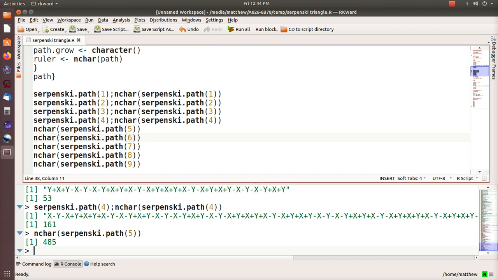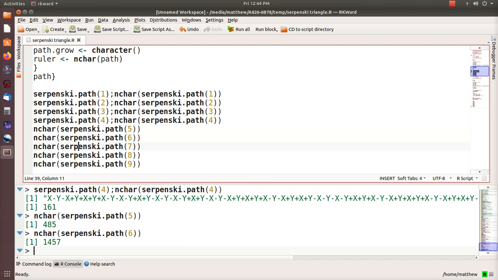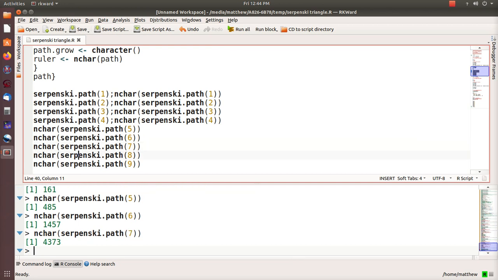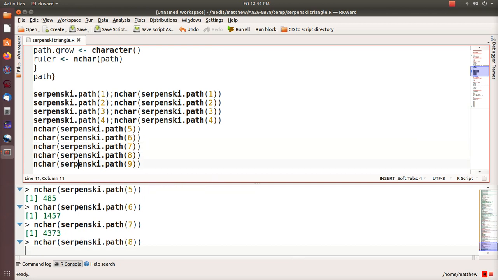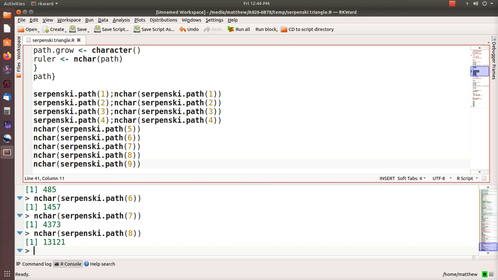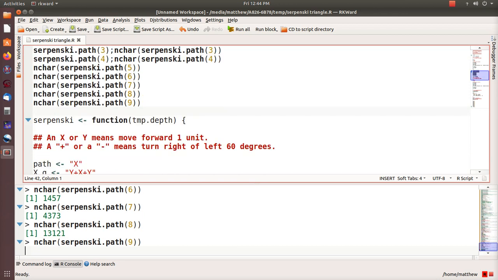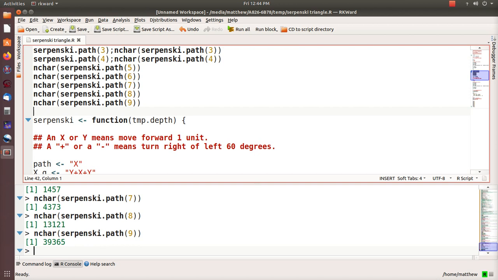If we go a depth of 5, a 6, there's 1,457. Here's 7, 8. But notice there was a pause there. When I do 9, there's even more of a pause. So it's like a 3 or 4 second pause there, growing that path. So that's the process, and that function that we did is actually the first part of plotting this Sierpinski triangle.